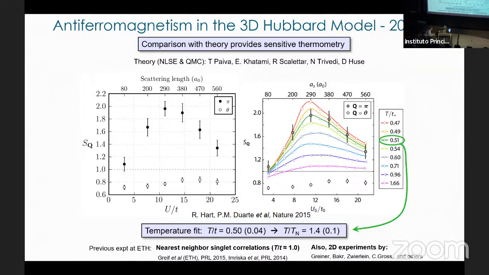We're able to get to about 40% above the Néel transition, which was better than anybody had done at the time in 3D optical lattices. This is Tilman Esslinger's group, but since then there have been 2D experiments, these quantum gas microscope experiments. They do single site resolution. They're really beautiful and very sensitive, and they're able to show that they can get below the Néel transition. This is Greiner and Bloch, Zwierlein, and Christian Gross, in Munich.